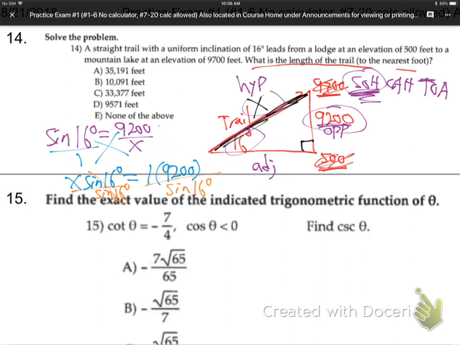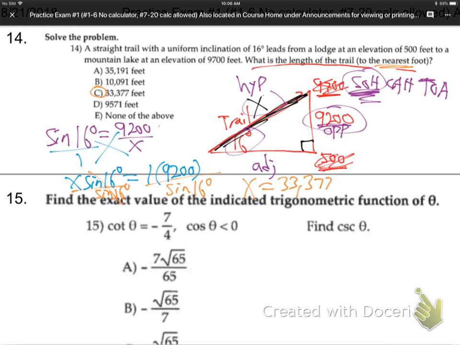I'm getting x equals 33,377. It says nearest foot, so I'm not going to do any of the decimals. Oh yeah, there it is. Answer C. That's how long the trail is.